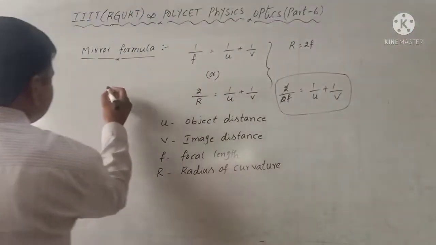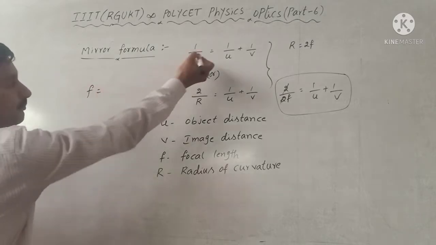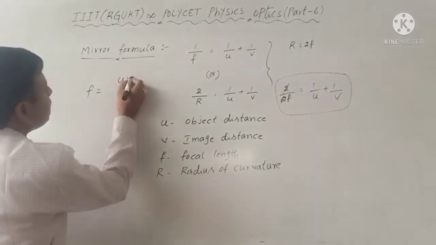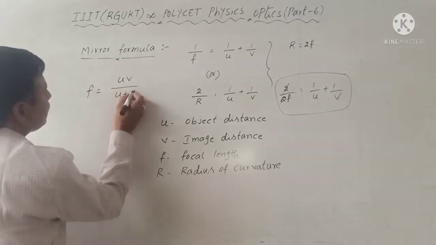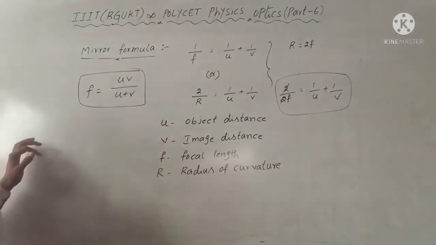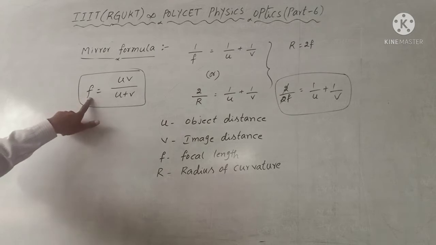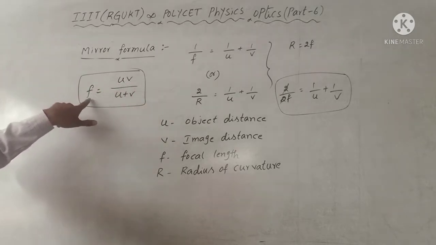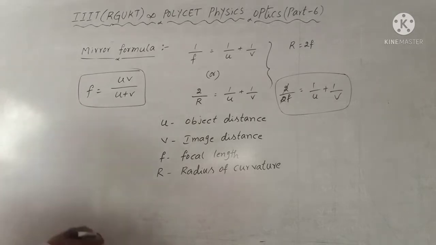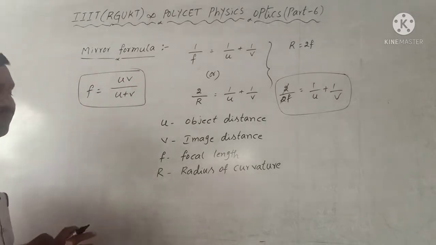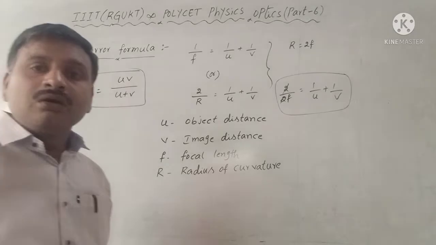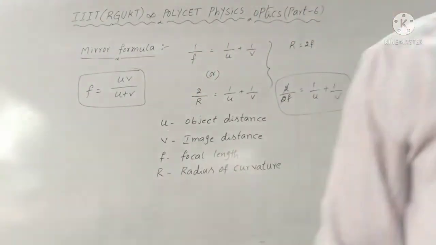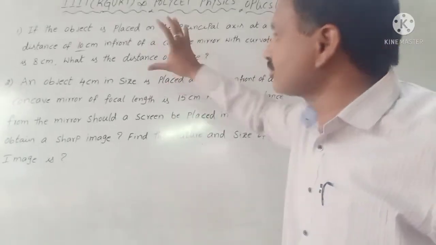Then focal length f is equal to, we take LCM, f is equal to uv by u plus v. It is the mirror formula, f is equal to uv by u plus v. It is the focal length you find out. Okay, so it is the mirror formula. Now we calculate some problems. We do these two problems.